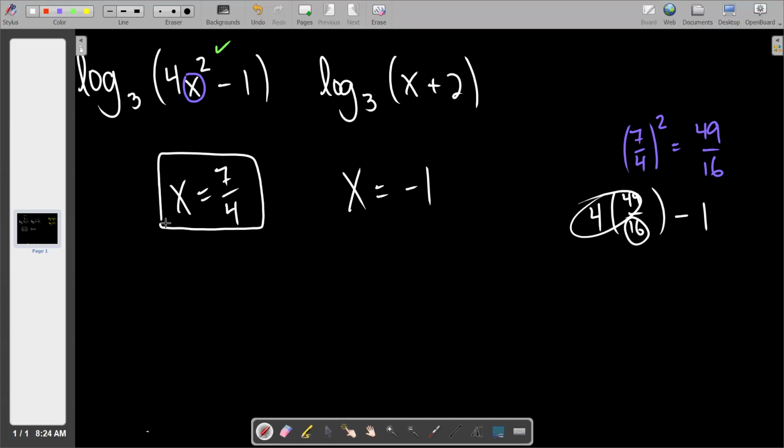Let's test -1. Put -1 where the little purple egg is up there. What's -1 squared? +1 times 4 is 4. 4 minus 1 is 3. We have another pass. Put in -1 in the second, the little red egg. And what's -1 plus 2? -1 plus 2 is 1. And 1 is positive, and it passes. And we see in this case that both solutions can stay. The only thing we did not see in this lesson is 2 that don't work, and it can happen.